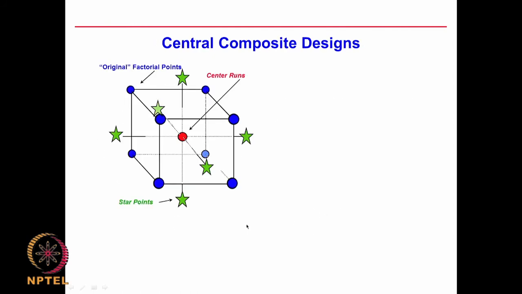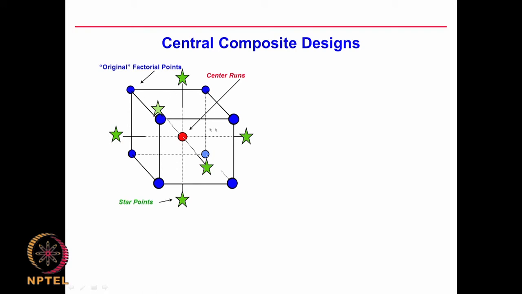Okay, so imagine I have a factorial 2 power 3, 8 experiments, right? 1, 2, 3, 4, 5, 6, 7 and inside 8. So, for a 2 power 3, it is like a cube: factor A, factor B, factor C, each one at minus 1 and plus 1 level. So, it is 2 power 3. So, it is like a cube.